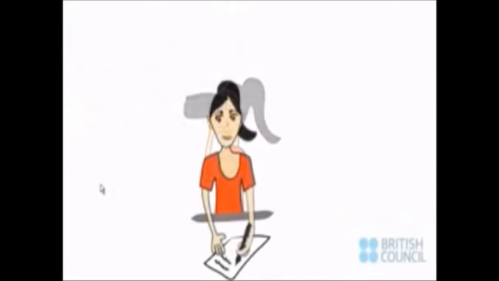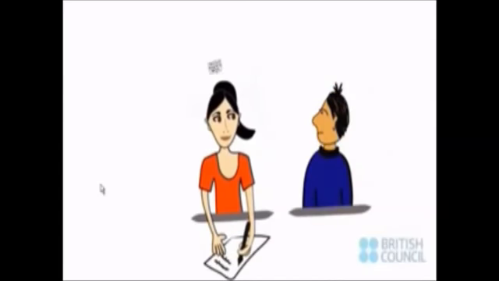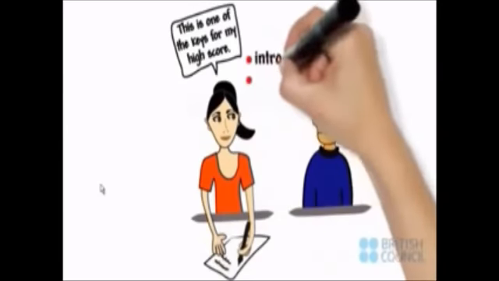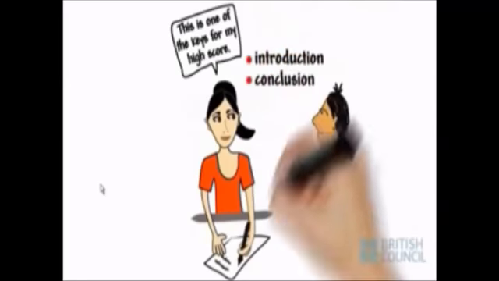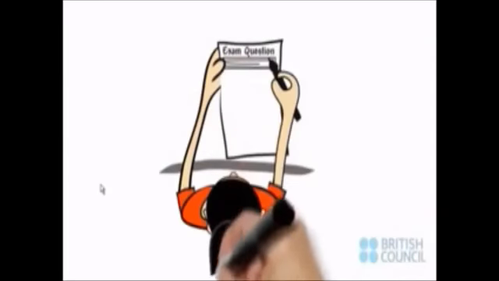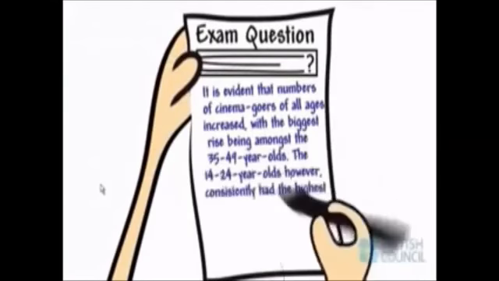She writes an overview of the information presented, telling Jack that this is one of the keys for her high score. This can be included in either the introduction or conclusion and will usually be a couple of sentences. After noticing points to be highlighted, she thinks about how she would describe them.